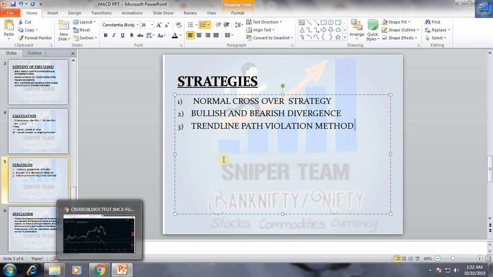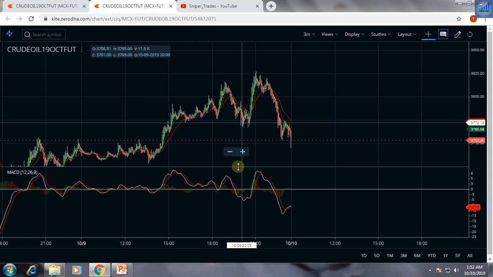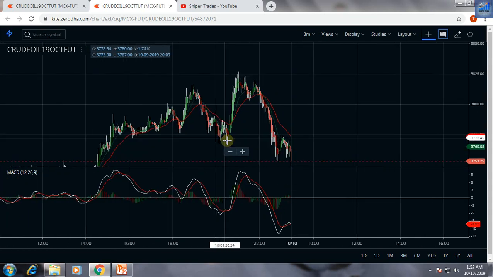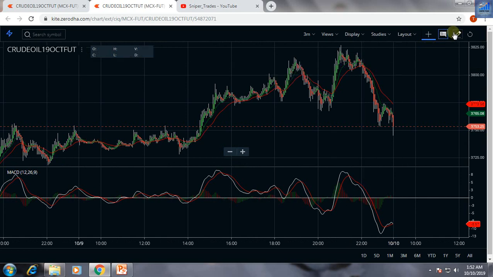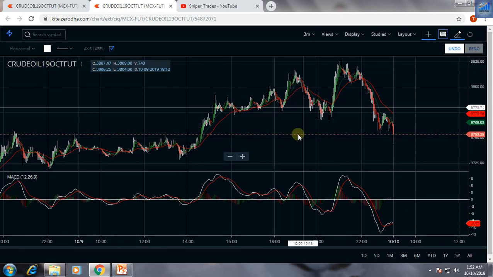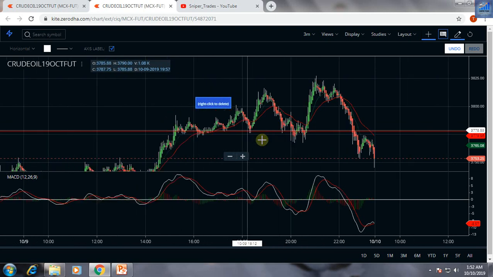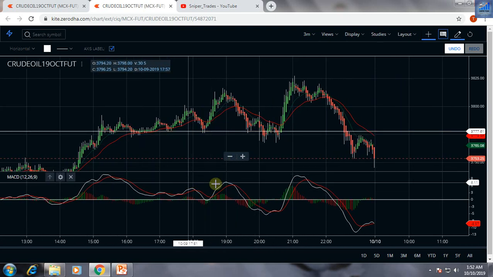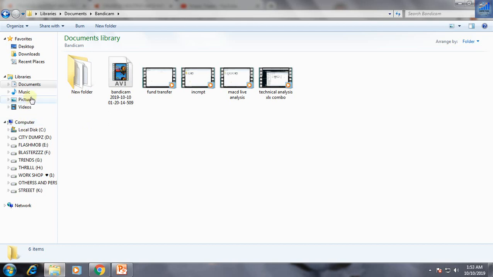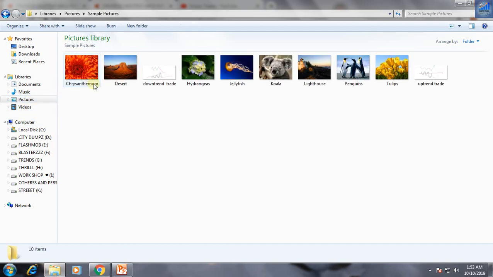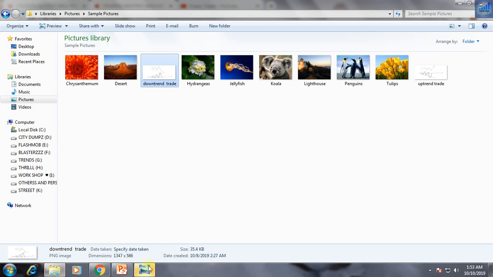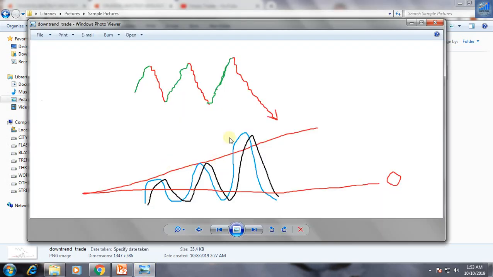So let me explain the trendline path violation method. It means that we will make use of trend lines here. So I'll show you how. Before that I have already made a picture here in MS Paint. For a downtrend trade, we can use this particular condition. This blue line is the MACD line and this black line is the signal line.